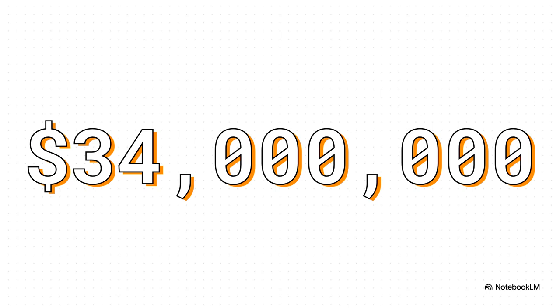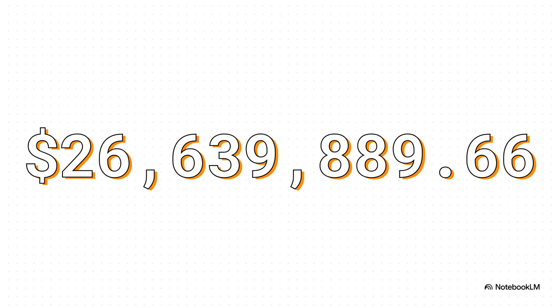Now think about that. That one number is supposed to represent all the value from year 6 into perpetuity. It's huge. But remember the rule. That $34 million is a future value. We're calculating it at the end of year 5. So we still have to do our thing and discount that number back to what it's worth today. And when we do that, its present value is about $26.6 million.